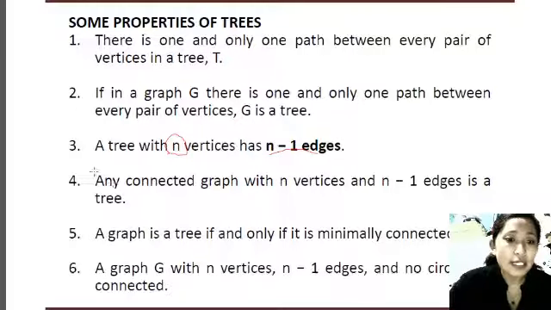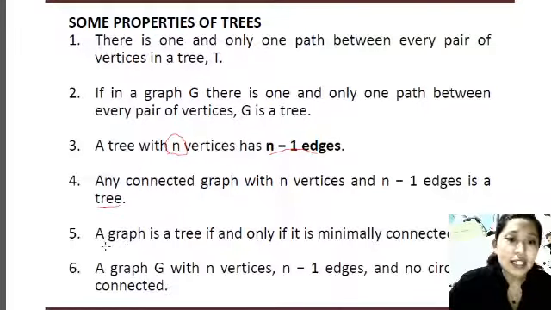The next property says that in any connected graph with n vertices and n minus 1 edges, that is the property from number 3, then it will be a tree. So if you have a graph wherein n number of vertices is there with n minus 1 edges, and if that graph is connected, then that will be called a tree.